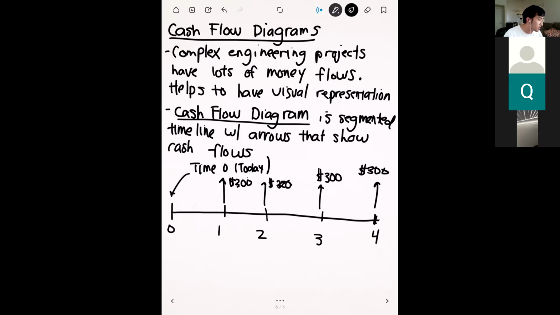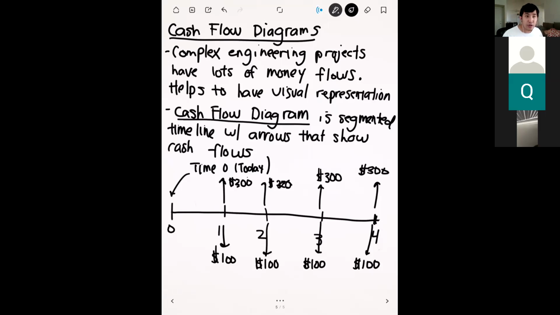Now let's add the costs. Let's say in order to produce this $300, we have to pay $100 every month for materials and for upkeep of the machinery. Since all of these costs and benefits occur every month for 4 months, we can say that these are recurring costs and benefits.